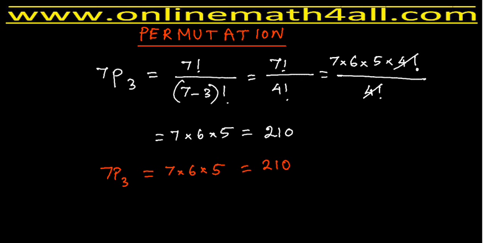We just have to expand 7 for 3 terms, because the value of r is 3. So 7, the next term must be 1 less than 7, so 6, the next term again 1 less than the previous term, that is 6, so the last term is going to be 5. Okay, we can do one more problem in this way. Let us consider the question 8p4.